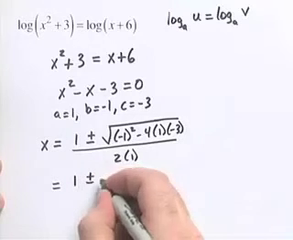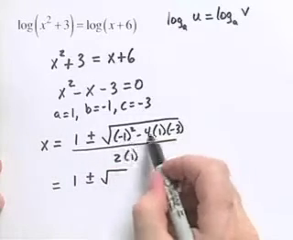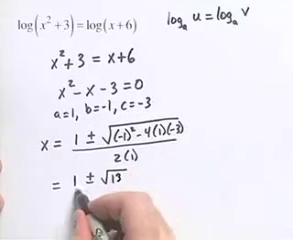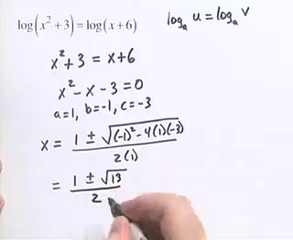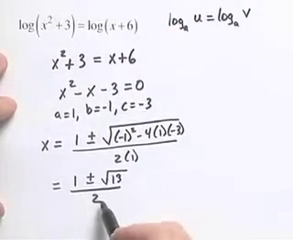Look at this, 1 plus or minus the square root. If we evaluate this inside, we'll have 1 plus 12, which is 13, and the denominator will be 2. It's important when solving logarithmic equations that we do check the solutions that we get, because sometimes doing operations on our equations can yield extraneous solutions. In this case, we have 1 plus or minus the square root of 13 divided by 2.